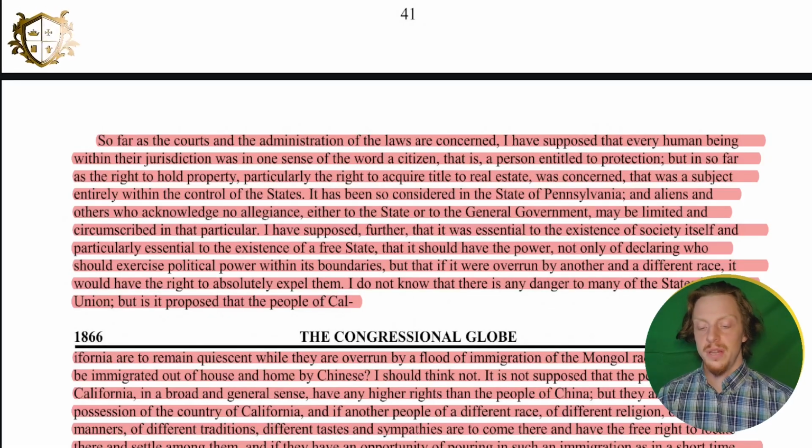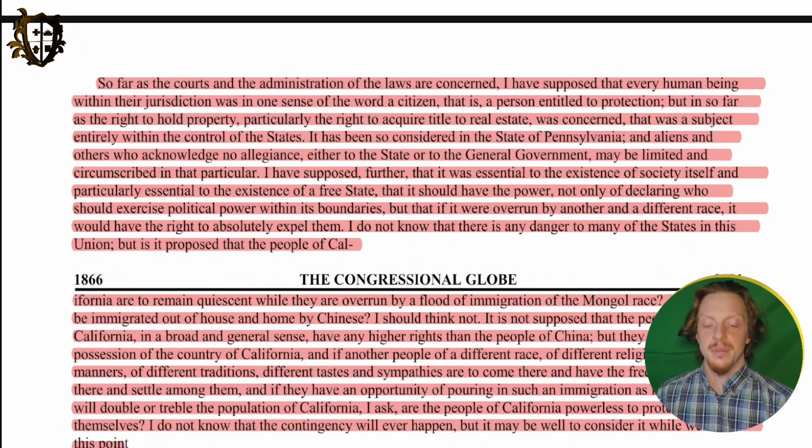So far as the courts and the administration of the laws are concerned, I have supposed that every human being within their jurisdiction was in one sense of the word a citizen, that is, a person entitled to protection. But insofar as the right to hold property, particularly the right to acquire title to real estate, was concerned, that was a subject entirely within the control of the states.